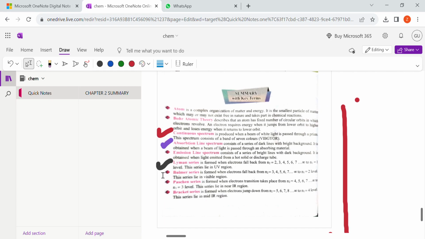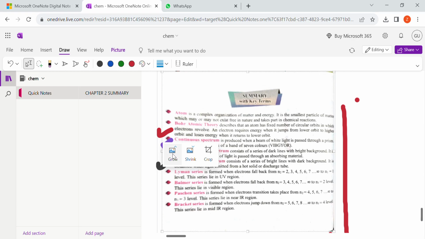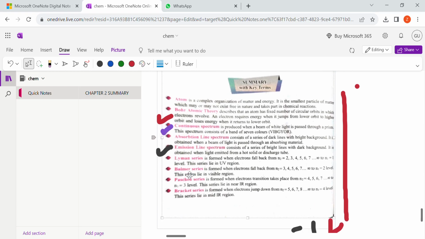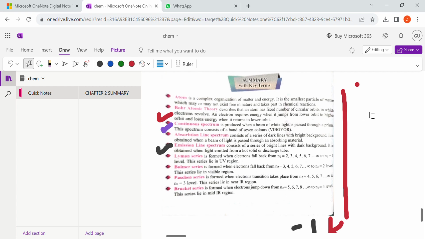Okay. Then when it comes to the Balmer series, my sir says Balmer series. Okay, this is also correct. The Balmer series is formed when the n2, meaning the shell, because we have discussed that n is the representation of the shell.